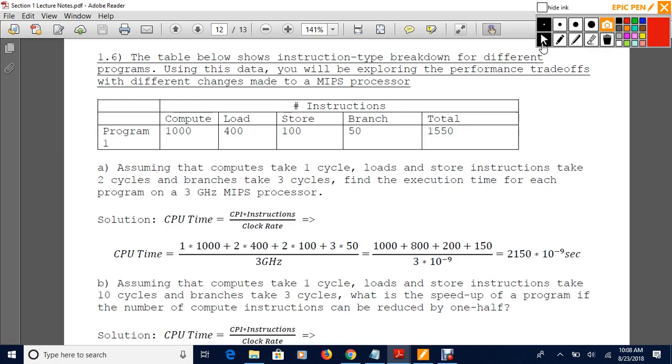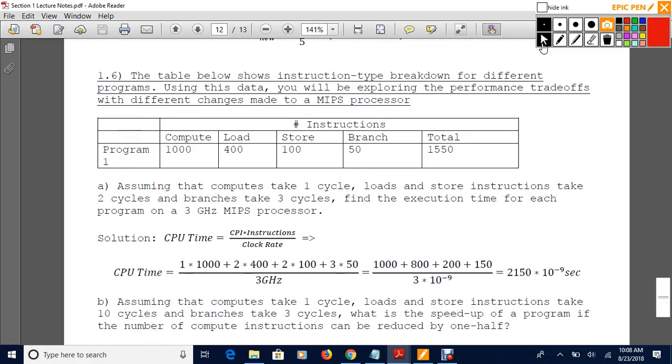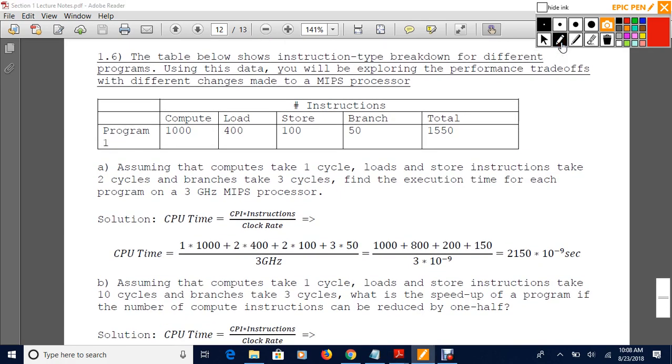The table below shows the instruction type breakdown for different programs. We're just going to do program 1. Using this data, you will be exploring the performance trade-offs with different changes made to a MIPS processor. So in this specific case, we have 1,000 compute instructions. We have 400 load instructions. So we're taking stuff from the data memory and putting it to the data path. We're also going to store 100 times.